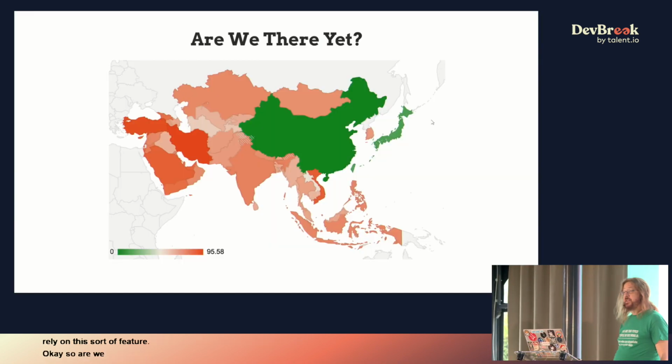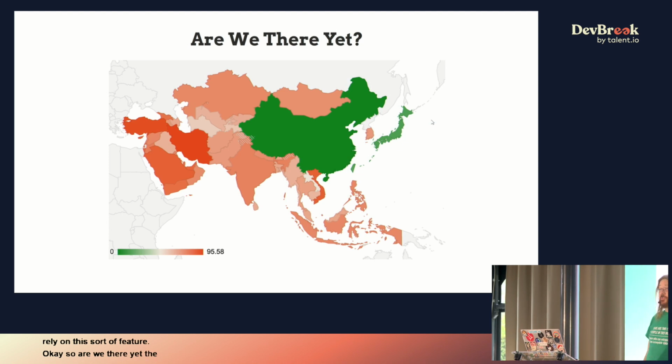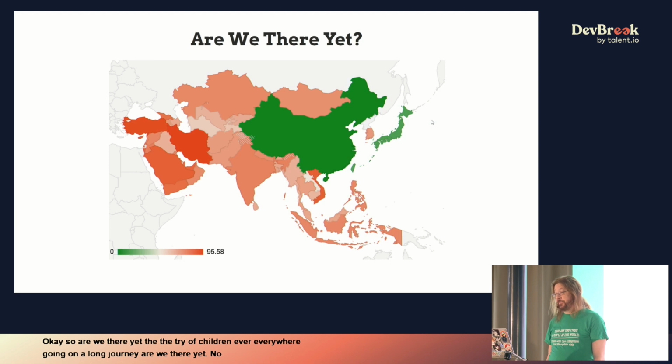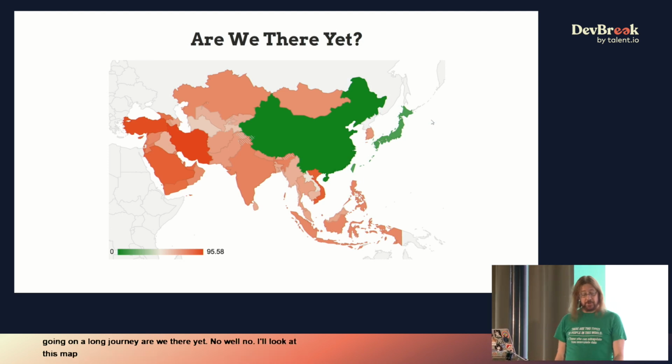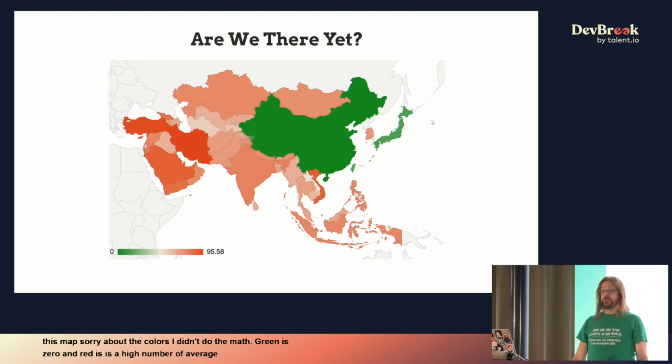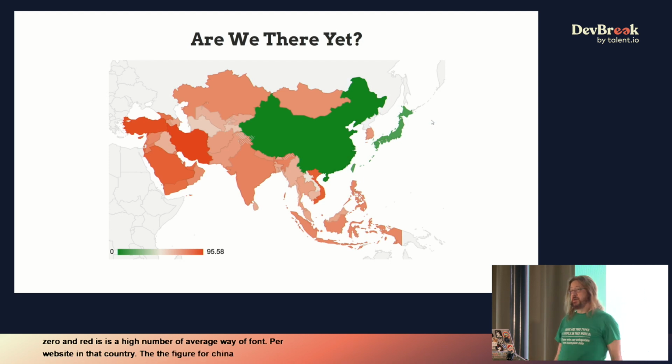OK, so are we there yet? The cry of children everywhere going on a long journey, are we there yet? No, we're not. Have a look at this map. I'm sorry about the colors. I didn't do the map. Green is 0, and red is a high number of average weight of font per website in that country. The figure for China is 0, and the figure for Japan is extremely small.